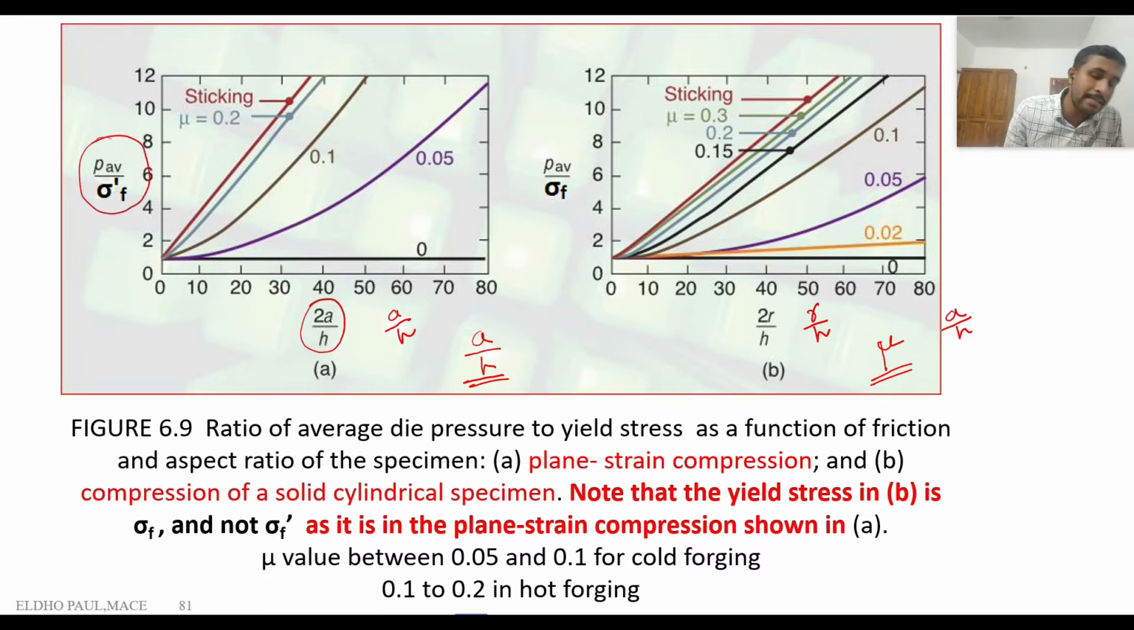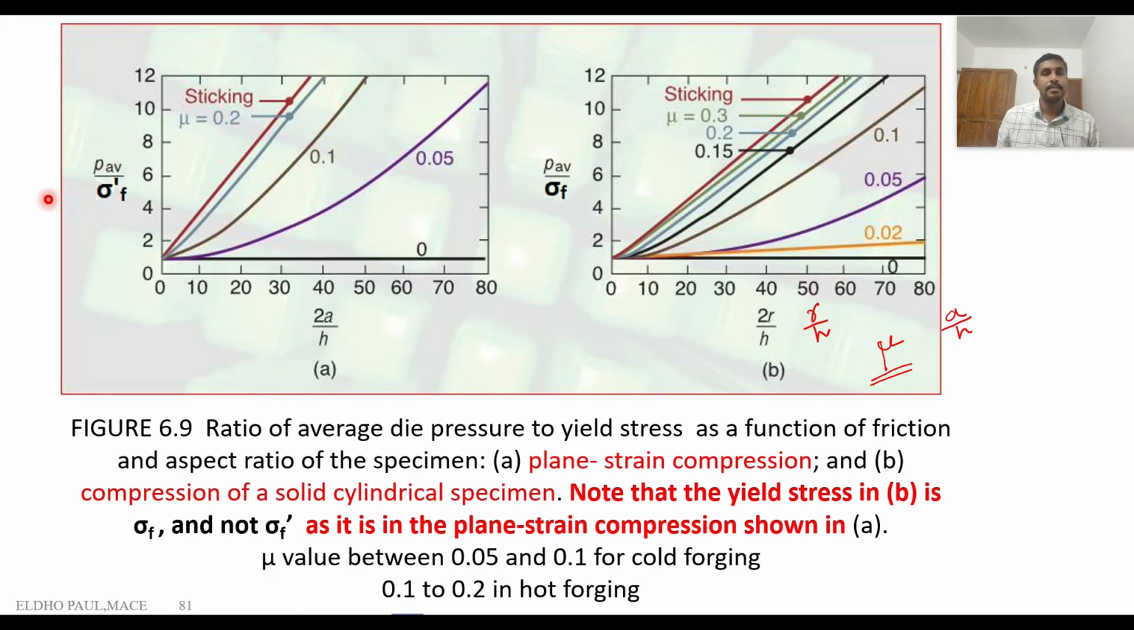Here we use P by sigma dash F. Okay, here in the vertical ordinate we are not plotting pressure average. Instead of that, we plot pressure average divided by sigma dash F. What is the importance of dividing with the sigma dash F? When we divide with the sigma dash F, we can neglect the influence of strain hardening. So if we use P average only, then for this variation, there is an influence of strain hardening. To neglect the influence of strain hardening, we convert this ordinate into a dimensionless term, that is this P average divided by sigma dash F.